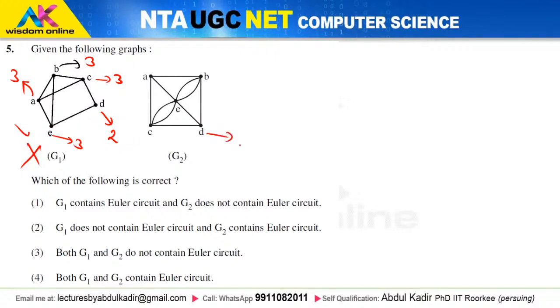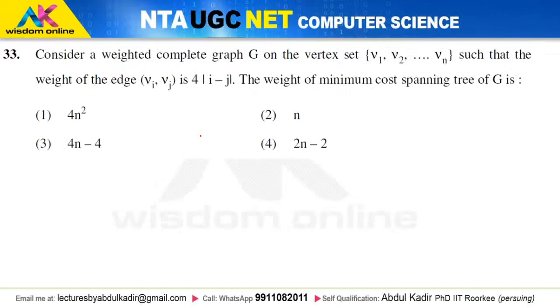Let's see this graph. This D has degree 3. Because D has degree 3, you don't even need to find the degree of the other vertices. So both of them do not have an Euler circuit. Because vertex D has odd degree, this graph G2 has no Euler circuit. Okay, so let's see the next question.